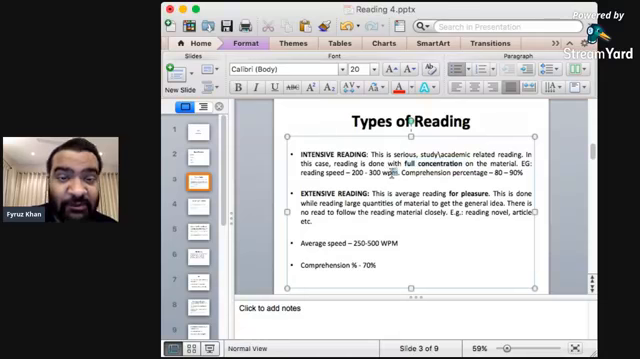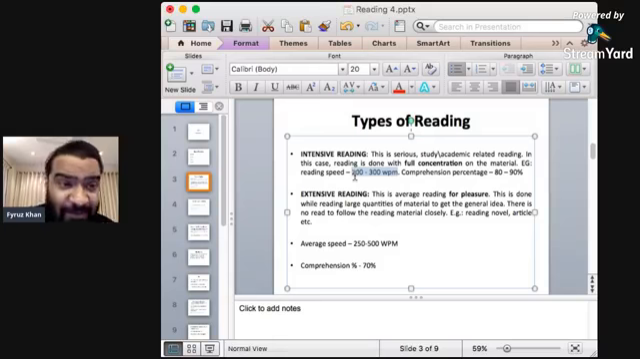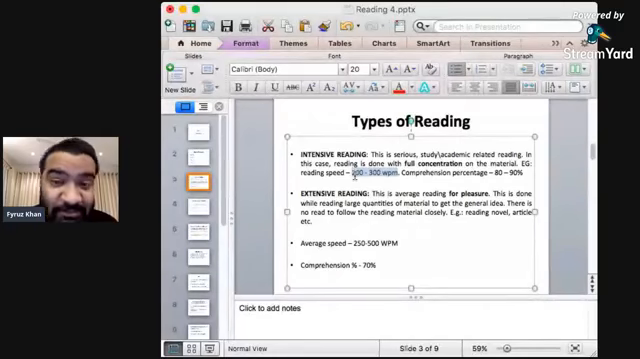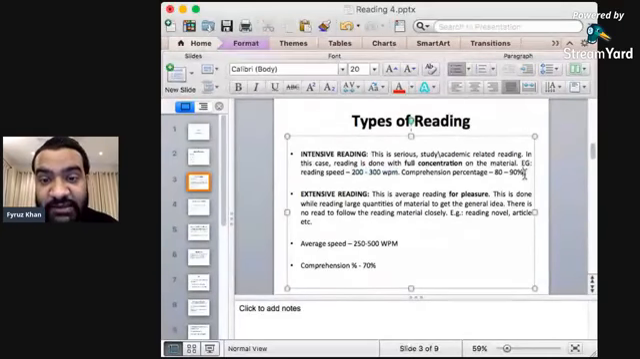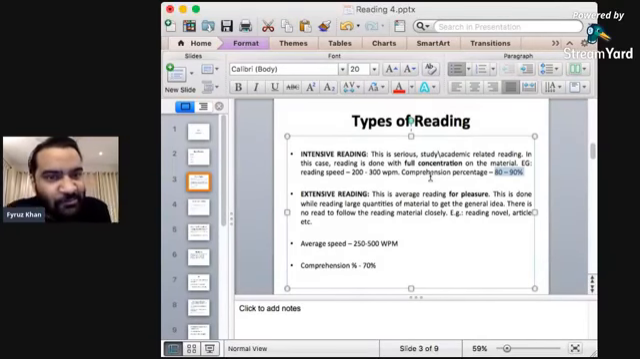When you read intensively, your capability to grasp words is also less, because you're reading slowly, carefully, with full concentration. So it'll be around 200 to 300 words per minute. And the level of understanding will also be high, around 80 to 90 percent. Because you're reading slowly, with full concentration, you are going to understand most of the text.